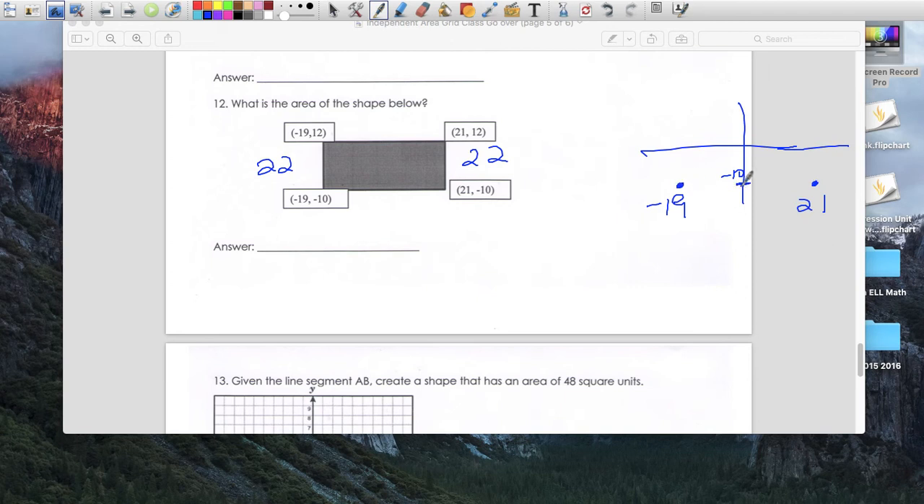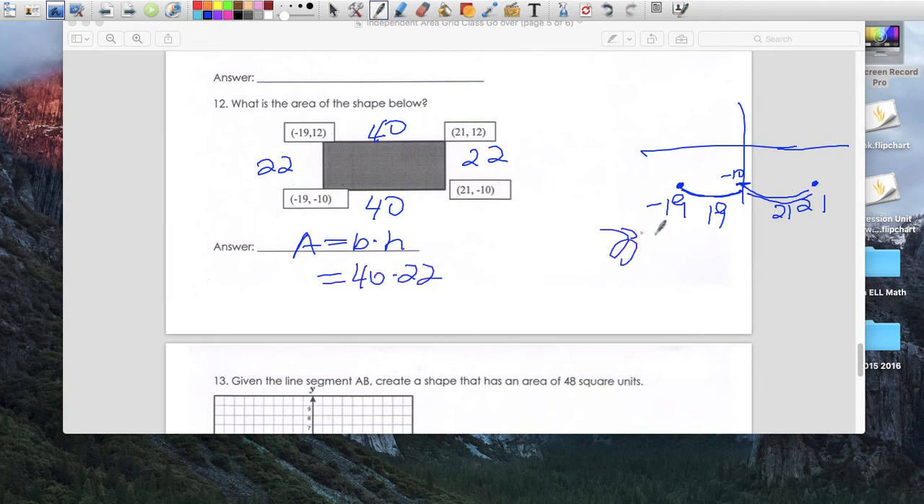Imagine if you were here and you had to walk all the way to 21. Well, from negative 19 to the y-axis, you would take 19 steps, right? The absolute value. And then from the y-axis to 21, you take 21 steps. So with this distance, 19 plus 21 gives you 40. Now that you have the measurements, to find the area of a rectangle, simply base times height, or length times width. So it would be 40 times 22.